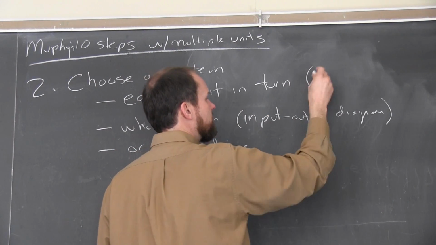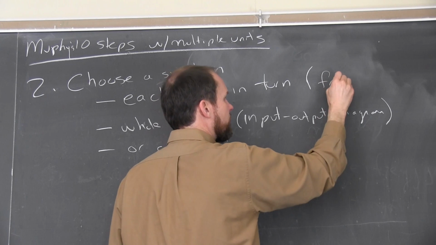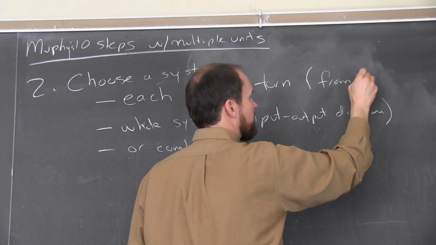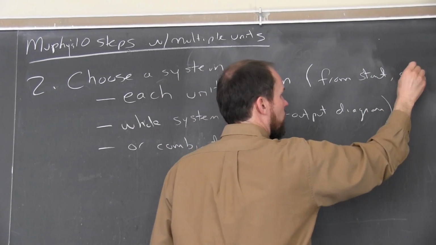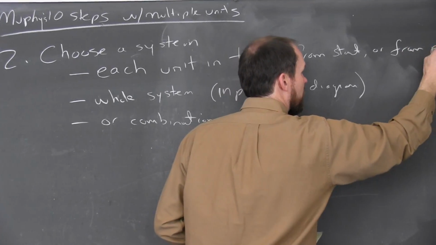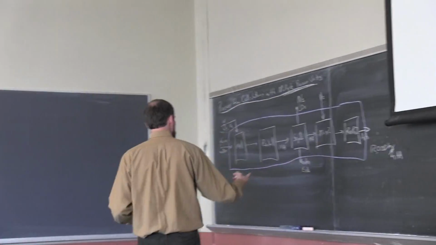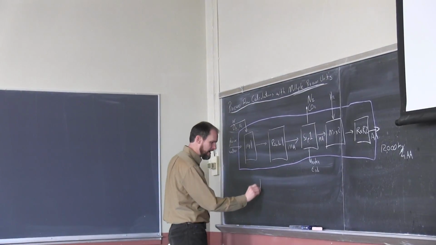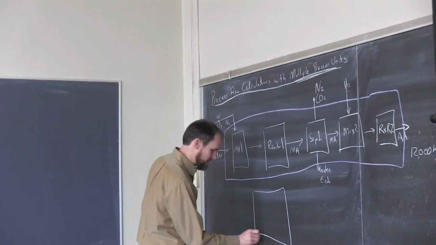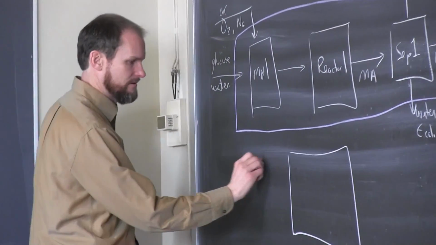This could either be, often you want to start from the start or from the product. Sometimes it's easier to start from the product and work backwards. So you've got all kinds of choices. Okay, so let's do this one big box. If we do that, this diagram becomes much simpler.